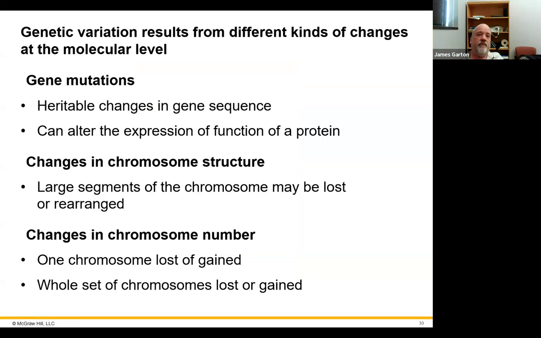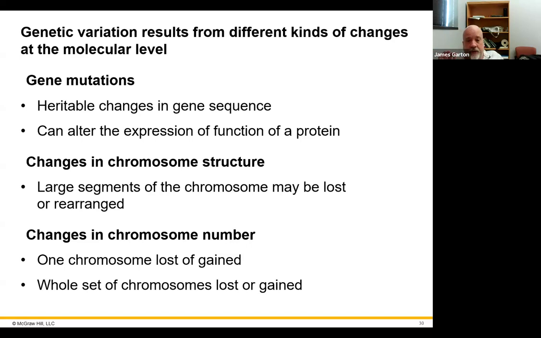And variation can result in a variety of ways. There are mutations at the level of the gene, and that's going to be a heritable change. Since you inherit your genes from your parents, if that sequence mutates, it changes. You inherit the change. You can have mutations at the level of the chromosome. Chromosomes can break, they can split in half, can be fused together. They can be rearranged in order.